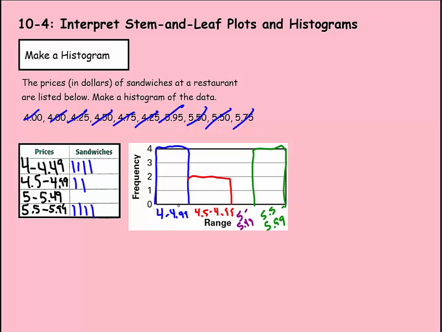So this would be our histogram of sandwich prices, with two intervals at the 4 frequency and one happening only 2 times. So this is what created our bar graph.